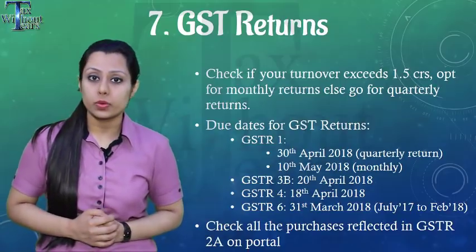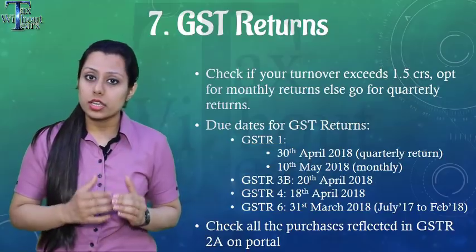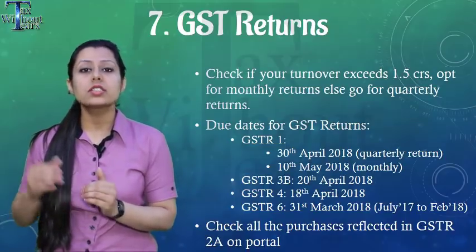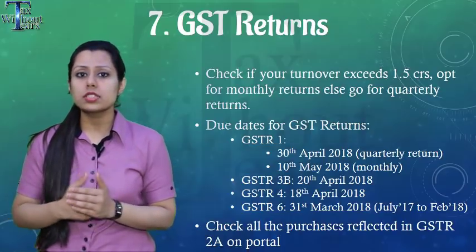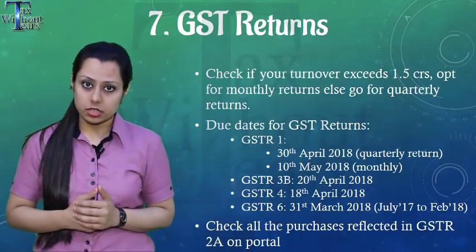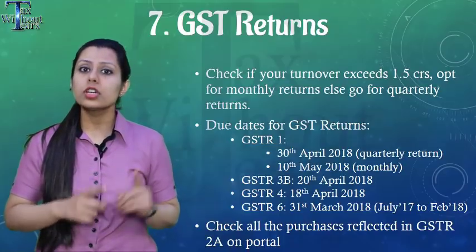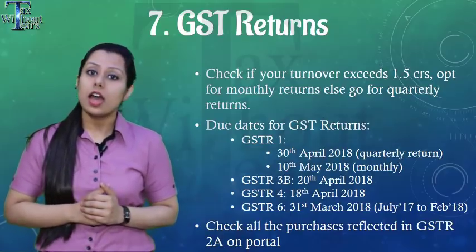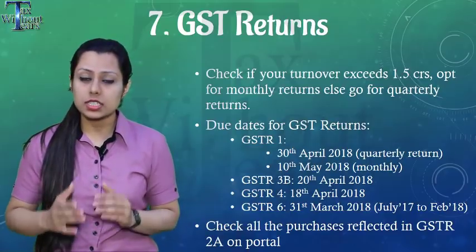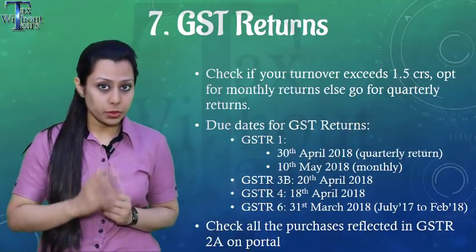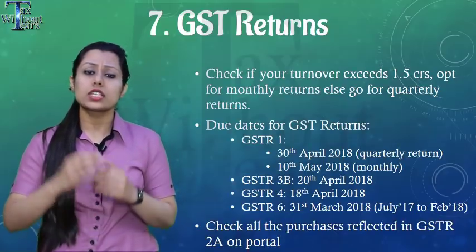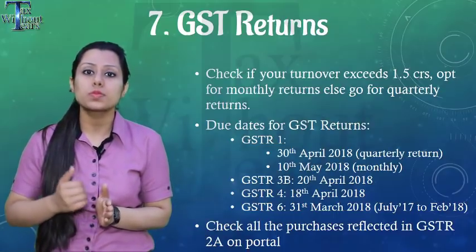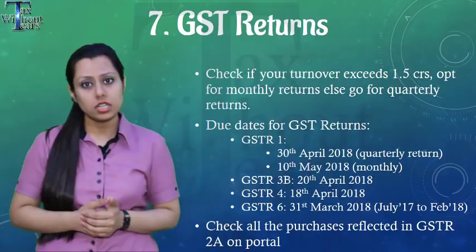Second thing is about the due dates. Due date for March, in case of 3B, is 20th April. For GSTR 1, it is 30th April for quarterly returns and 10th May for monthly returns. GSTR 4 for the quarter January to March is 18th April 2018, and for GSTR 6, that is the return to be filed by the input service distributors, for July 2017 till February 2018, the date which has been decided is 31st March 2018.